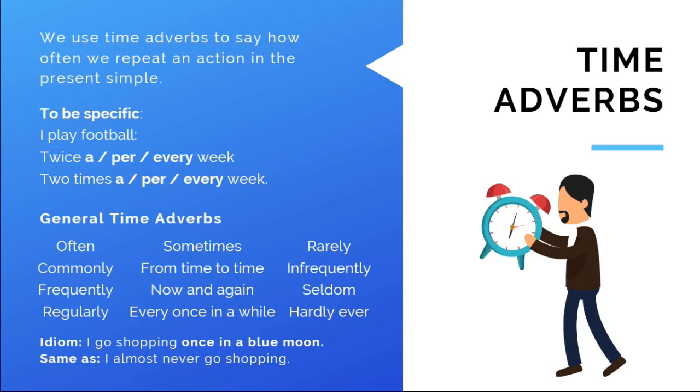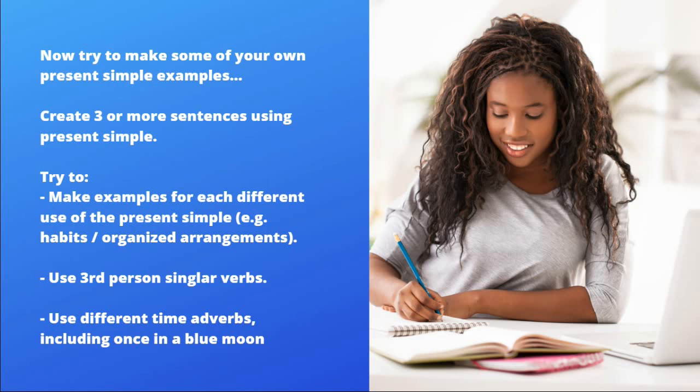But what does that mean? Well, it means I almost never go shopping. So once in a blue moon has the same meaning as almost never, or very rarely, or hardly ever, seldom. Okay? It's the same meaning, but it's used as an idiom because it doesn't really make sense. Blue moon, why a blue moon? Who knows? Okay? A blue moon never happens. So maybe that's why we use this idiom. Okay? So that's it from me today, guys.